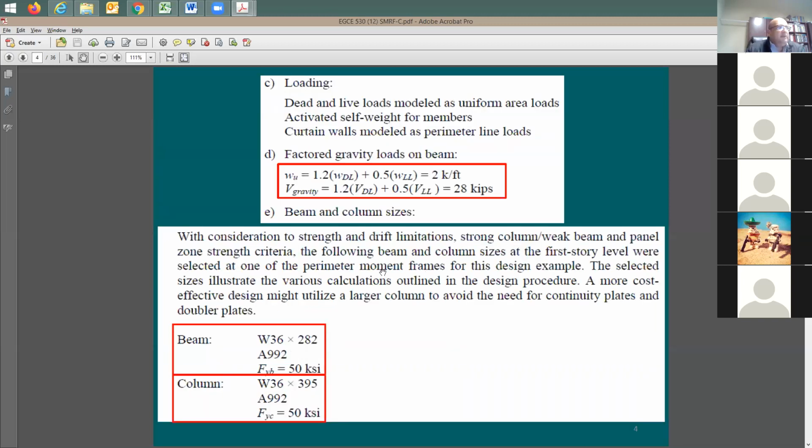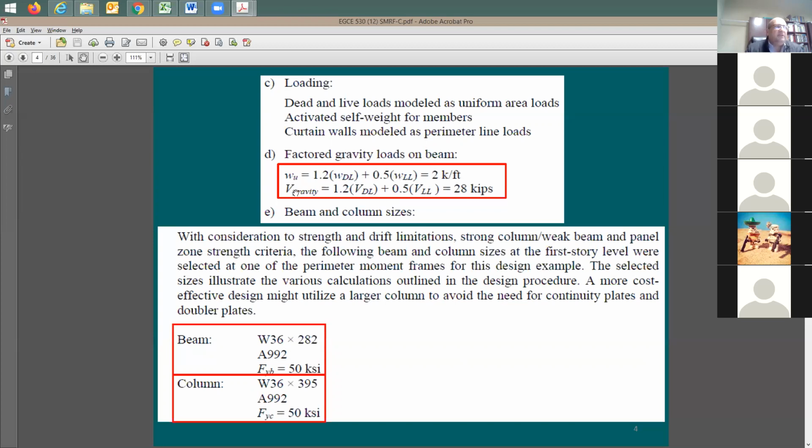What I care about is to find out, at a certain point, the amount of load that goes to the beam in terms of gravity. And once you do this load combination, this gives you the load combination that I put in the red box that you need to use: W ultimate is equal to 1.2 W dead load plus 0.5 W live load. Please don't use 1.2 plus 1.6. You don't really need to do this.